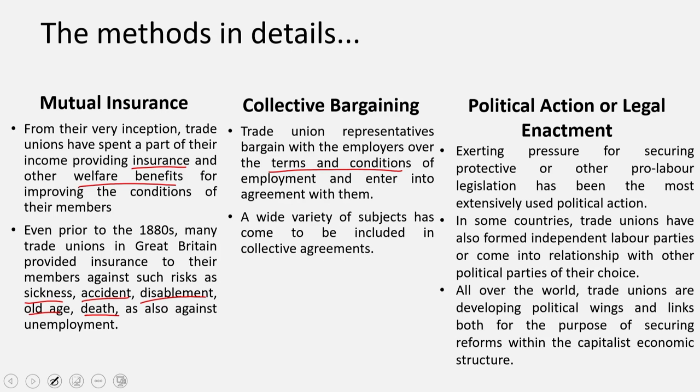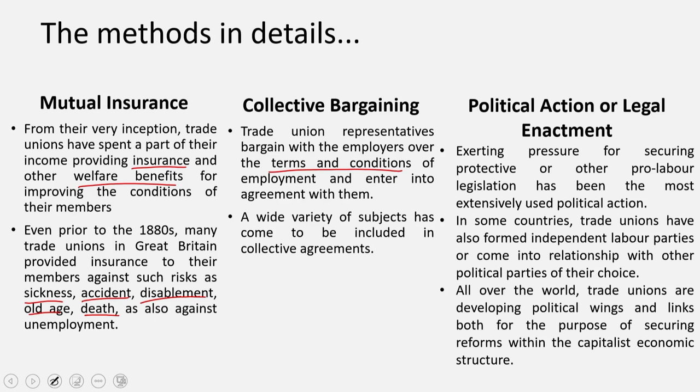So this facilitates a platform whereby the workers can come together and directly discuss with the employers regarding the terms and conditions of employment and enter into an agreement with them, which clearly underscores a certain level of clarity in the employment. So a wide variety of subjects has come to be included in the collective agreements, and this makes collective bargaining a very successful and fruitful method when it comes to trade unions.